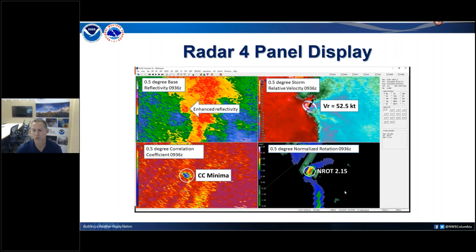In the lower right-hand corner, this is just a normalized rotation product that we use. It really helps pinpoint and easily detect where you have some strong rotation within the storm. In this particular case, the values of NROT were 2.15, and anytime we get values approaching 1 or exceeding 1, that's when we know there's something maybe significant going on, and it's a threshold that we use for a potential tornado warning.